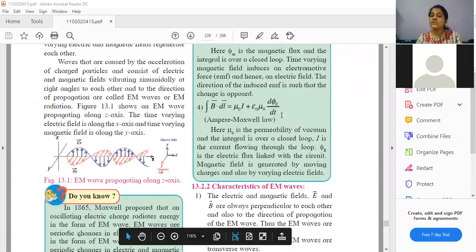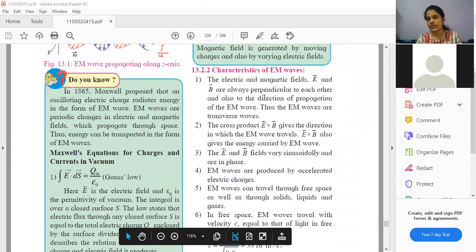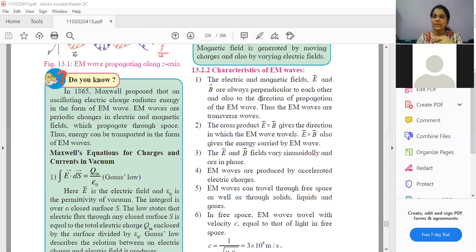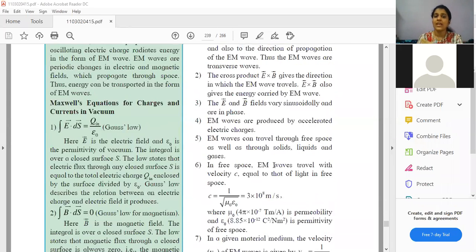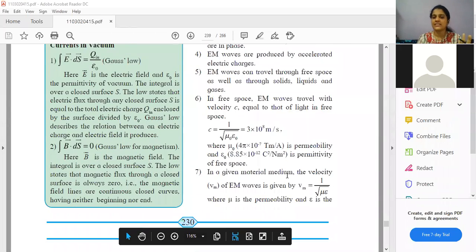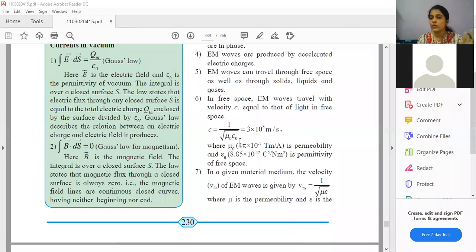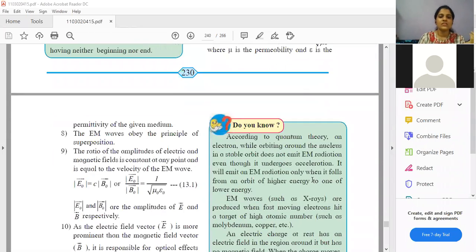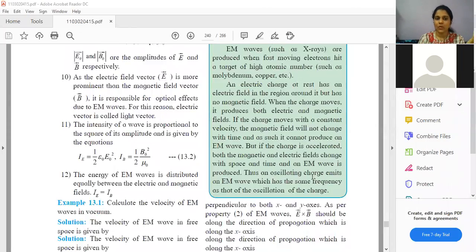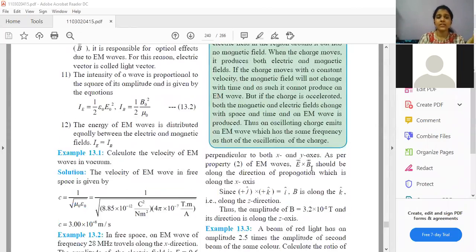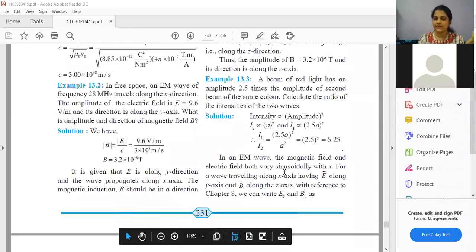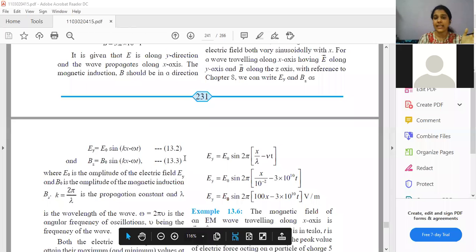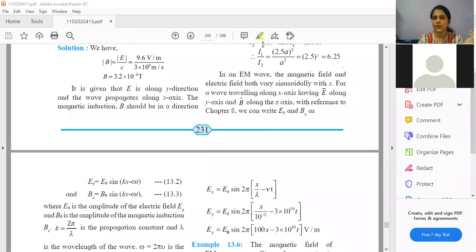We have also seen certain characteristics of EM waves: the electric field and magnetic field are perpendicular to each other, and both of them are perpendicular to the path of propagation. Then all these properties, that the velocity of an EM wave in vacuum is equal to the velocity of light. So all these things we saw last time, and we did these three very simple numericals as well. And then the next part, this theory part over here.